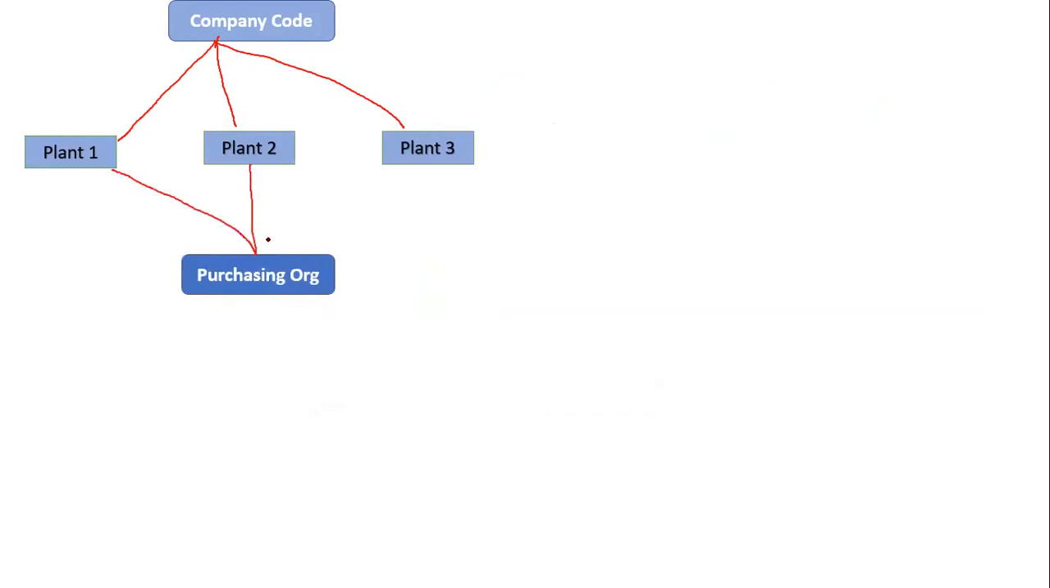Let's take an example of a company. Under that company code, I have three plants, plant 1, plant 2, and plant 3, and all these three plants have a common purchasing organization. So that is a centralized purchasing organization. That is, one purchasing organization responsible for multiple plants.